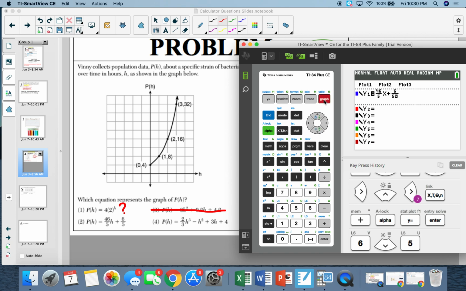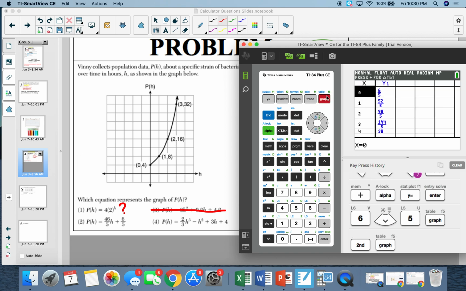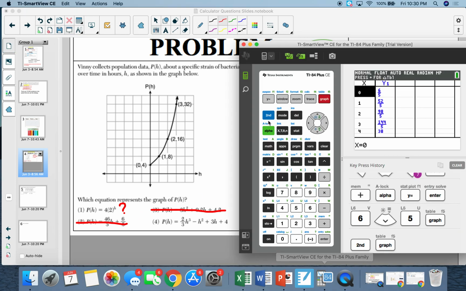And let's take a look at our graph. Okay, definitely not, right? Because it's a straight line, and you can see that our graph over here is supposed to curve. If you want to be certain, let's check the table. 0 and 6 over 5 doesn't match, so it's obviously not answer choice 2. And then let's check answer choice 4.